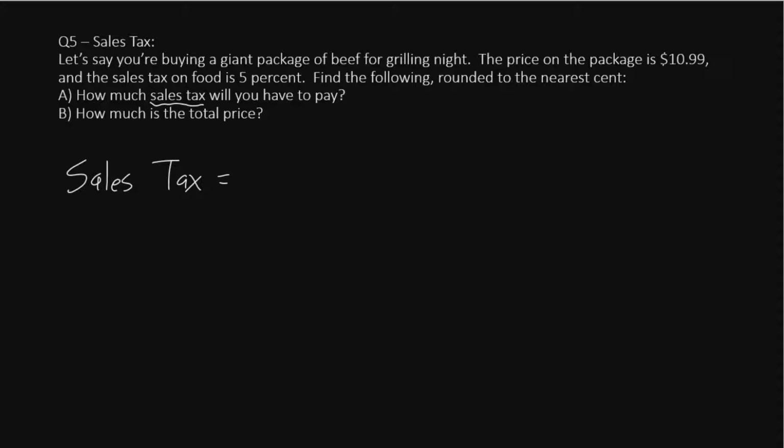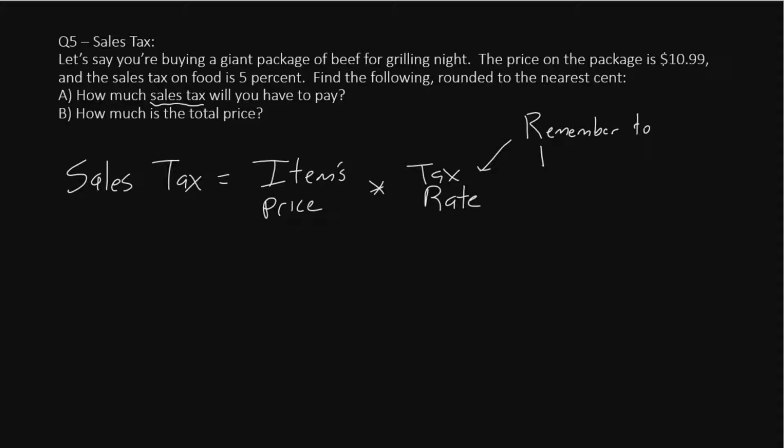To find the sales tax, first you need the item's price. And we multiply that times the tax rate. Now remember, for the tax rate, we want to make sure that this is in decimal form, so we have to remember to divide by 100 if we're doing this by hand. Recalling once again that per means divide and cent means 100.